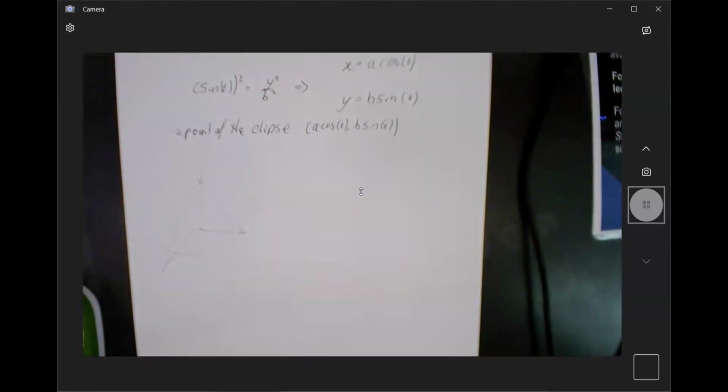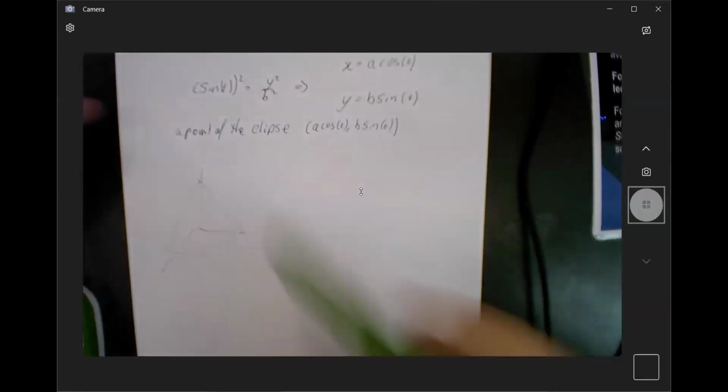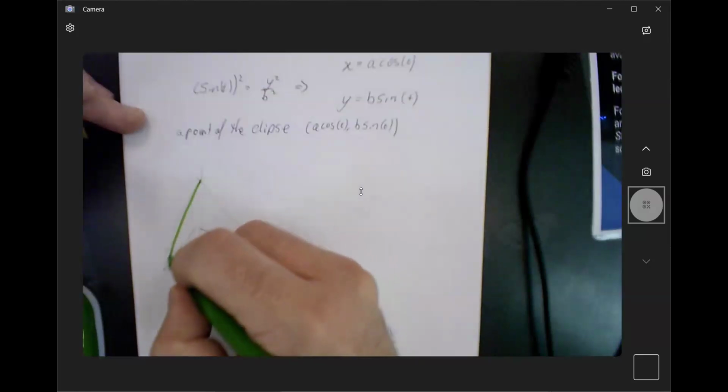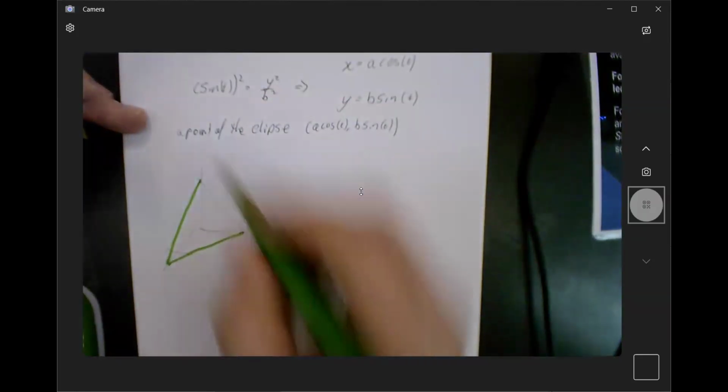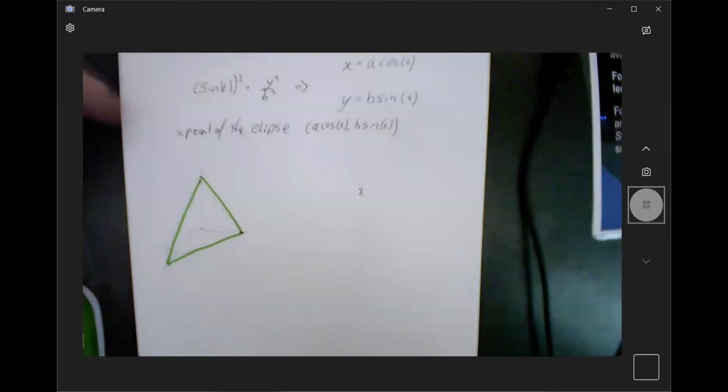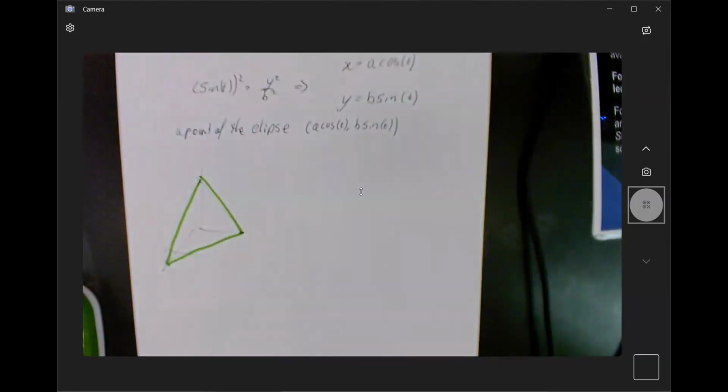So I might be trying to trace out this path. And so when I want to find a path, a parametric path, all right.